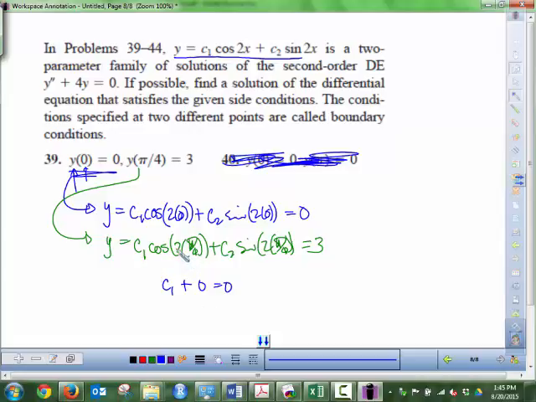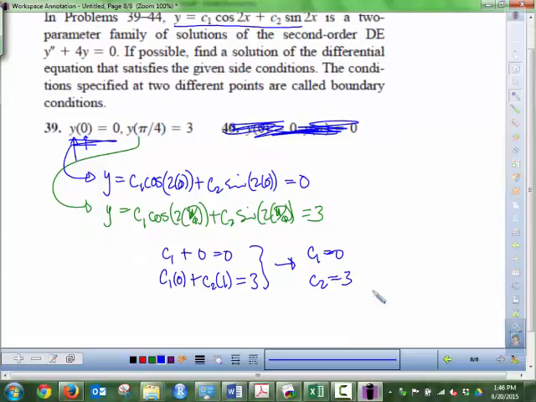I have cosine of pi over 2. I multiply this, I get pi over 2. C1 times cosine of pi over 2. What's cosine of pi over 2? 0, plus C2 times sine of pi over 2. And that should equal 3. So given these two equations, if you solve for them, you get C1 is equal to 0, C2 is equal to 3, and so now you have a solution.